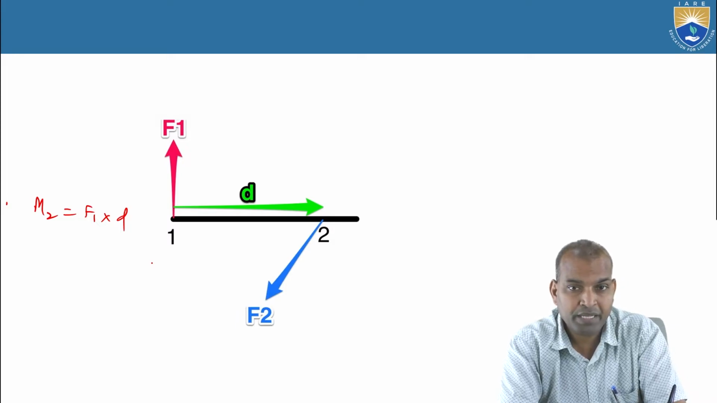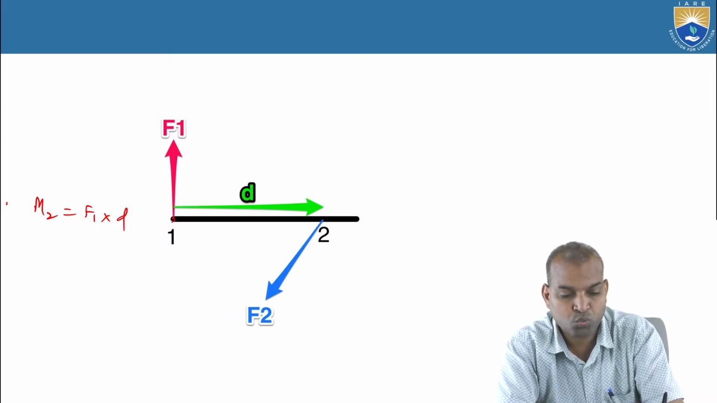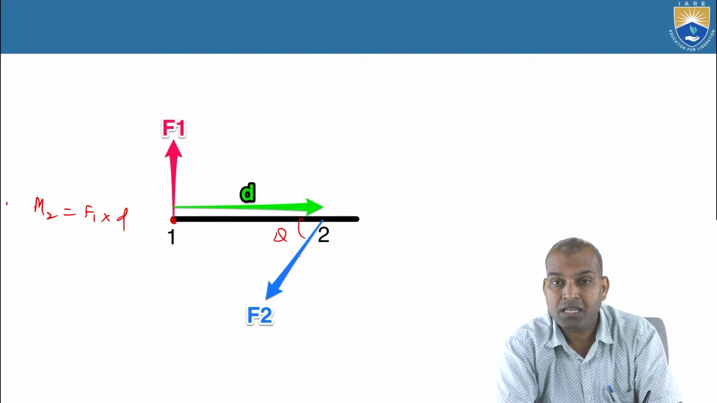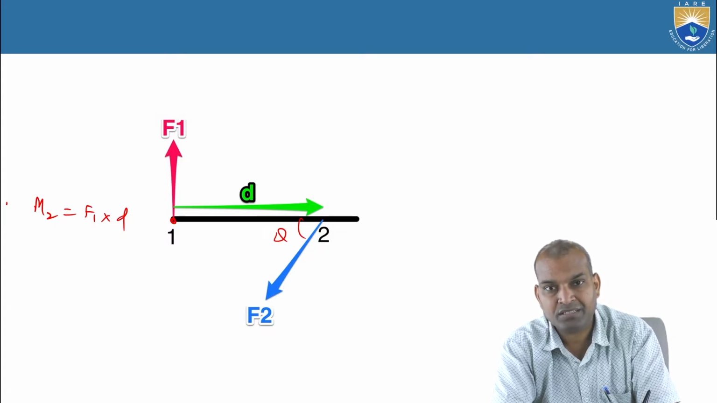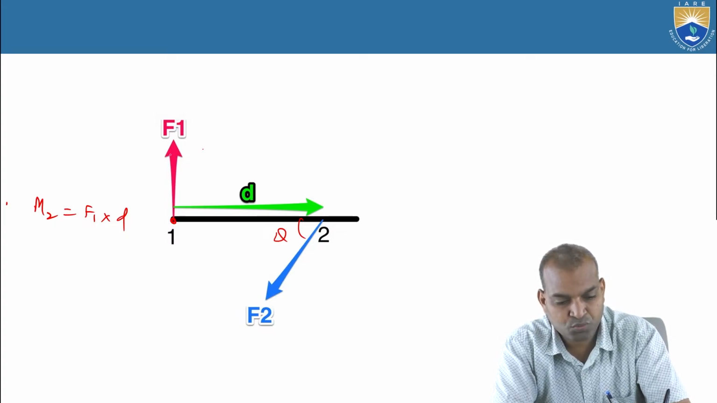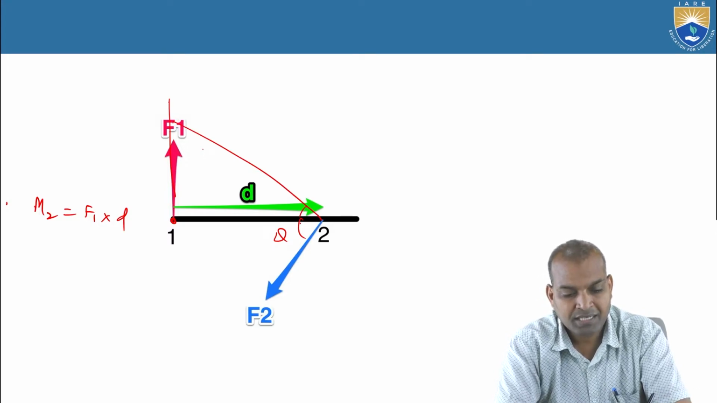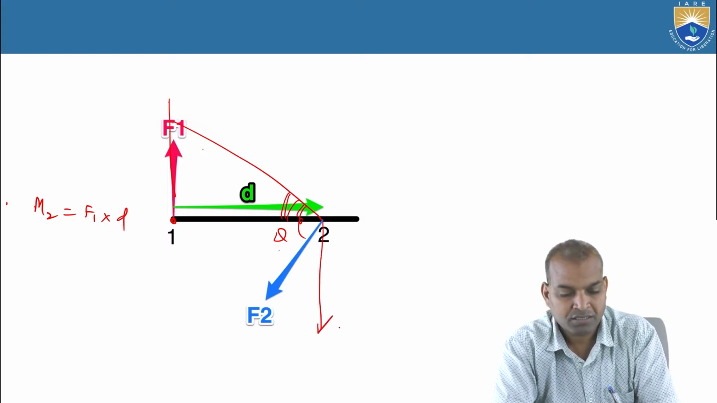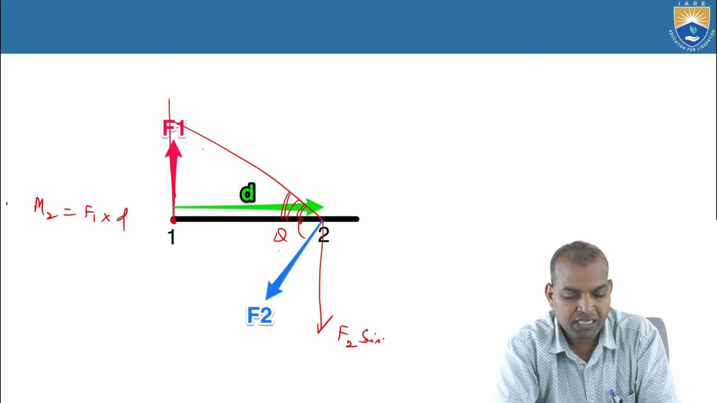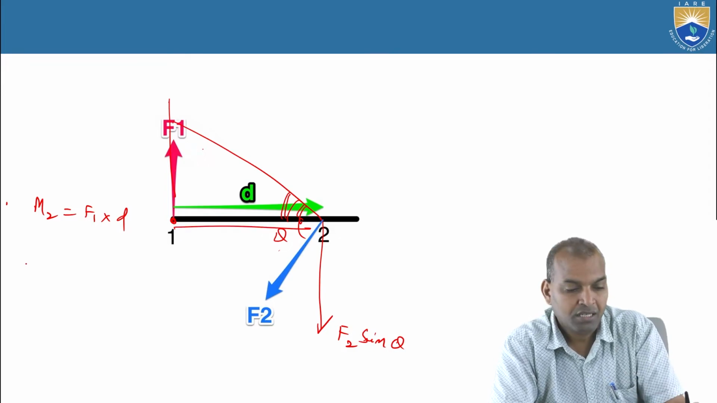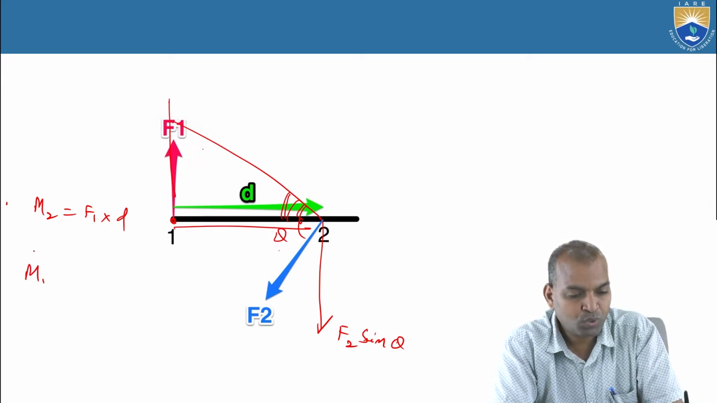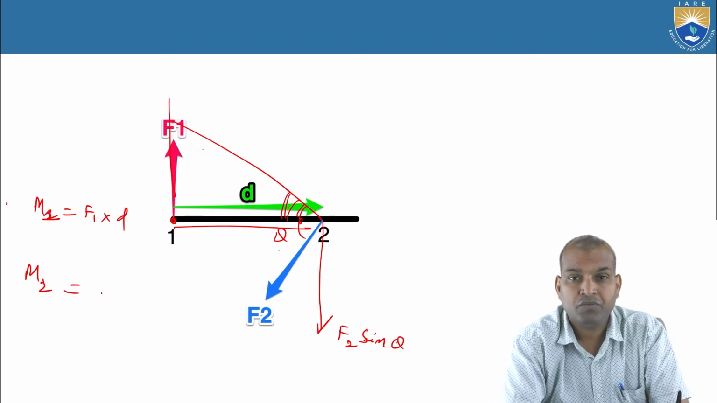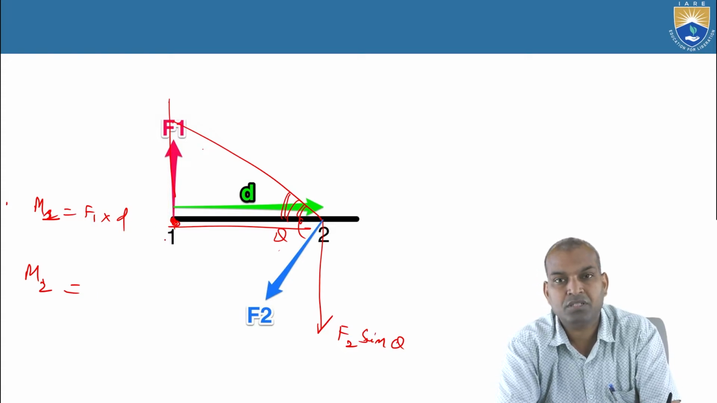If you are considering the moment about 1, then F2 makes an angle theta. That F2 should be what? Perpendicular. Either D should be the perpendicular distance towards that point, or F2 is resolved into its vertical component, that is F2V, which is F2 sine theta. Then the distance is D. So M1, then M2. Here is the moment of force 1, and here the moment of force 2. What is the pivot point? The pivot point becomes 1.